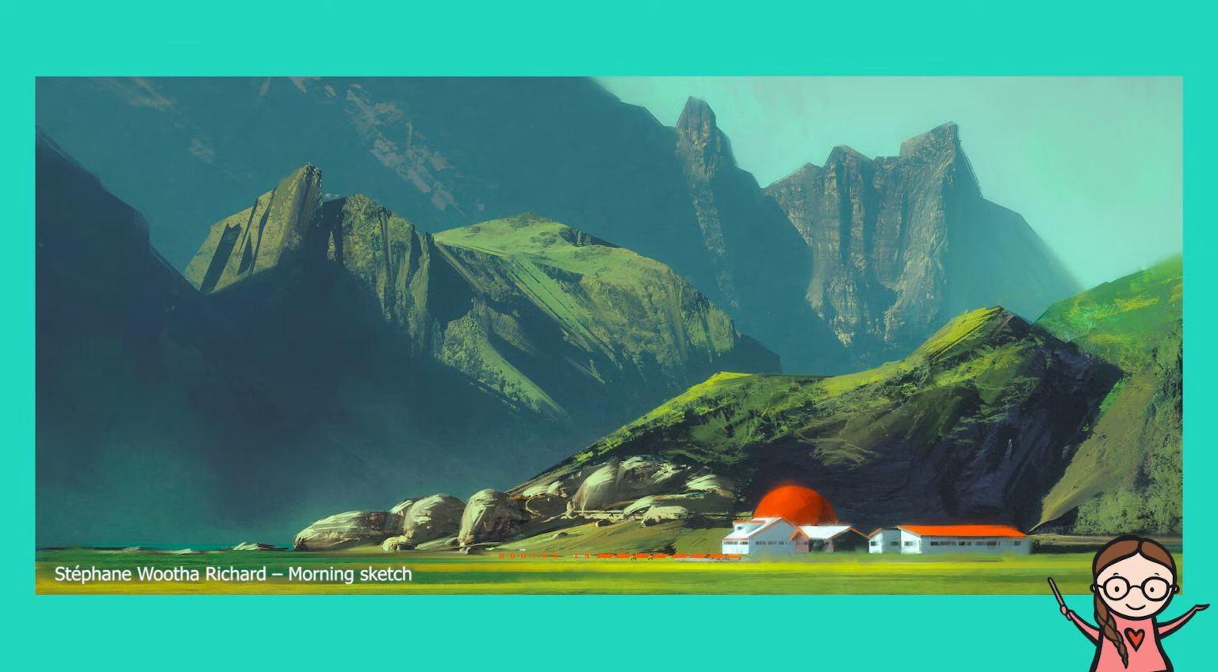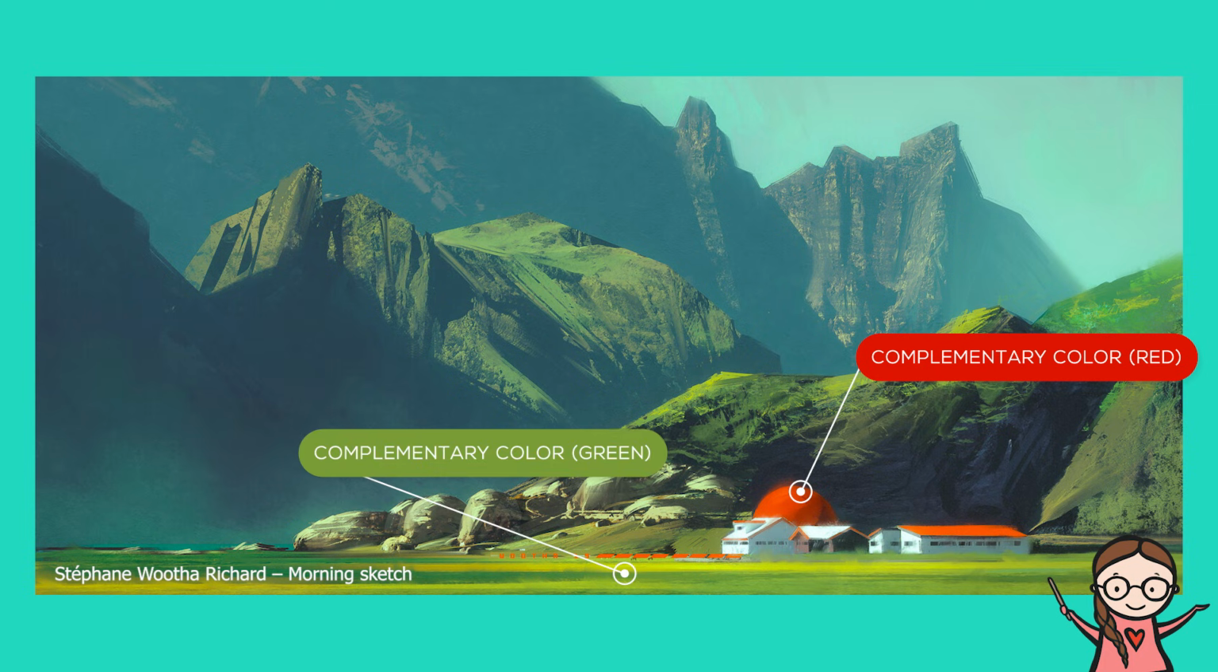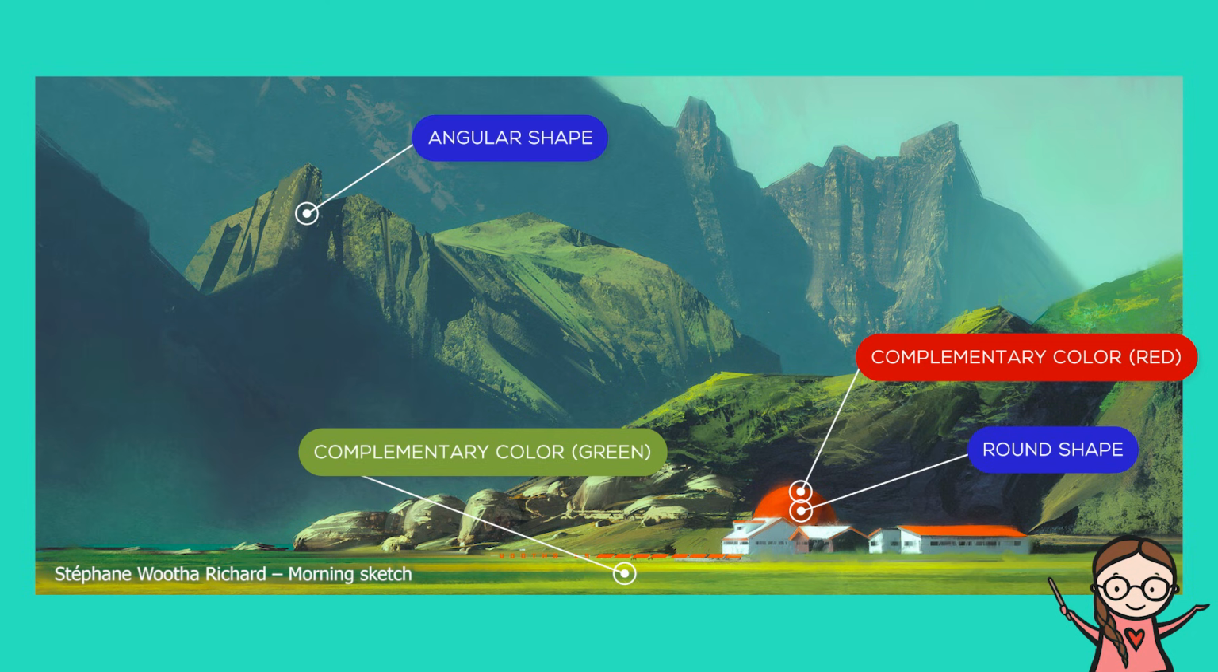Or what do you think of this painting? The red clearly pops out. It helps that red is the complementary color of green. The dome is also standing out because of the shape. The round shape of the dome contrasts against the more angular shape surrounding it. Using shape is another way to let your focal point stand out.